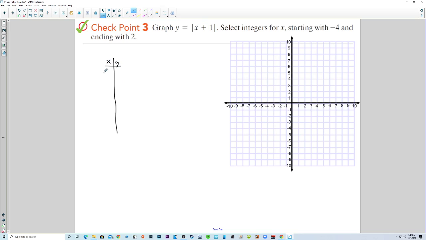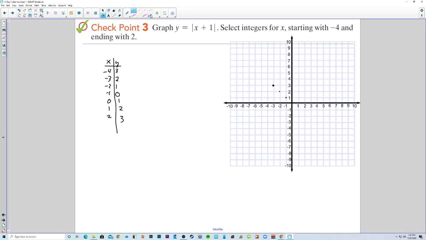So x and y: -4, -3, -2, -1, 0, 1, and 2. So -4. -4 plus 1 is -3, so that's 3. -3 plus 1 is -2, so that's 2. -2 plus 1 is -1, 1. That's going to be 0. 1, 2, and 3. So -4 is 3. -3 is 2. -2 is 1.